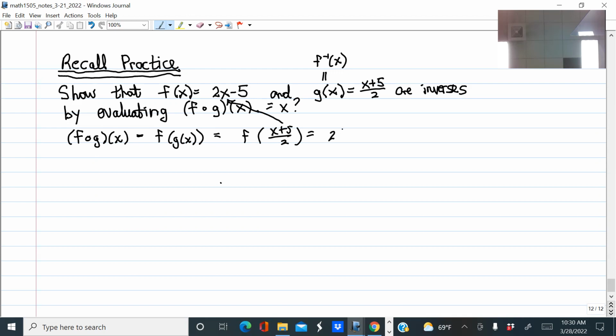So you get 2 times (x plus 5) over 2. And don't forget the minus 5 that's part of the formula for f. And now these twos divide out, right? So this works out nicely. You get x plus 5 minus 5, which is x. And that's what we wanted to see to demonstrate that those things really are inverses of one another, right?